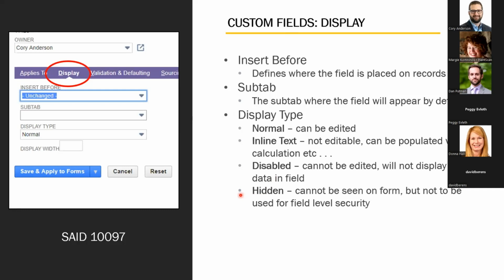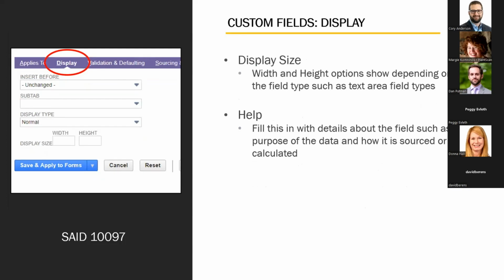But hidden is not an ideal way to be used for field level security. We'll talk about an option to do that a little bit later on here. SuiteAnswers Article 10097 is going to talk more about the details about the display options.